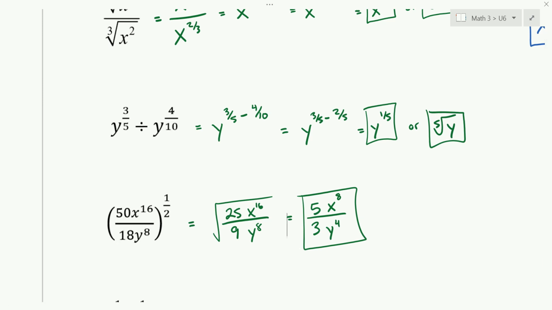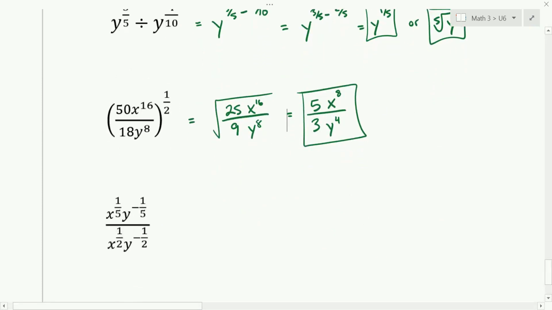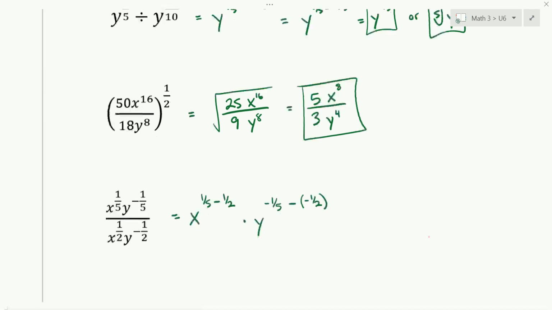Okay. All right, our last one. Again, it's a division problem, but we have more than one base we're working with here. And so we just work one base at a time. So we have the x to the 1/5 over the x to the 1/2. So the base is x, and subtract those exponents, times, now we have the second base is y, and the numerator is negative 1/5 minus the denominator is negative 1/2. And careful, you have a double negative here. And then get a common denominator and subtract.